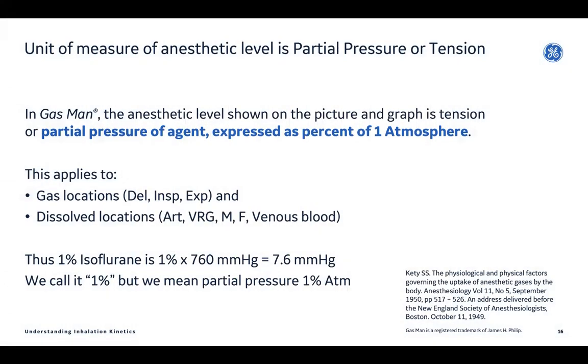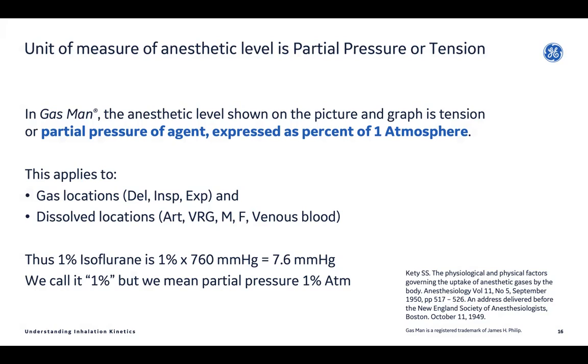The unit of measure that we use is the partial pressure or tension of anesthetic. In Gas Man, this anesthetic is shown on the picture and the graph, and they are equal to each other, partial pressure or tension. They are really the same thing. It applies to the gas locations of delivered, inspired, and expired, as well as the dissolved locations: arterial blood, vessel-rich group, muscle, fat, and venous blood.